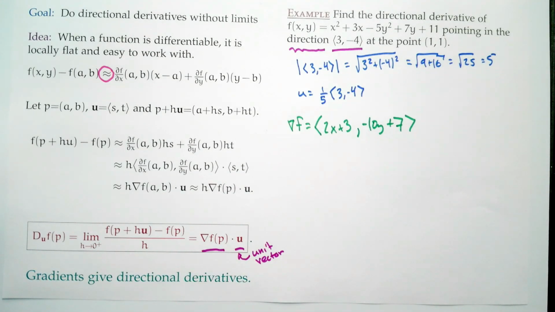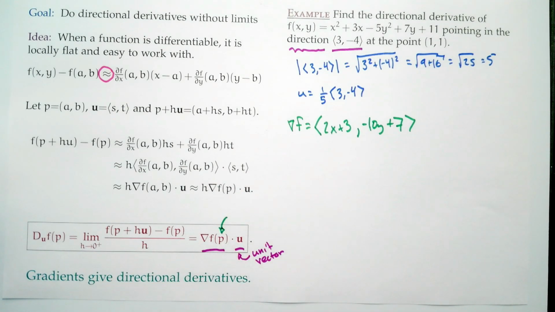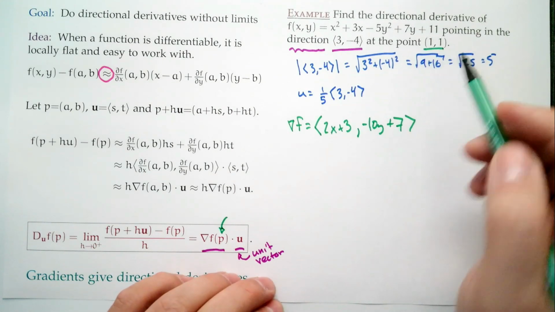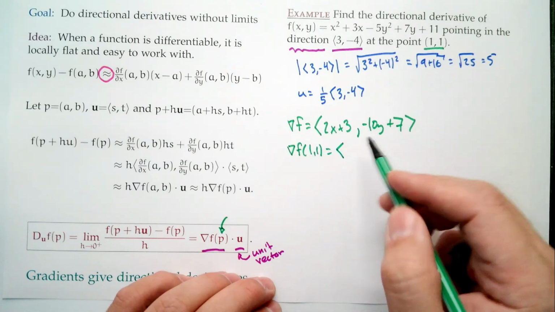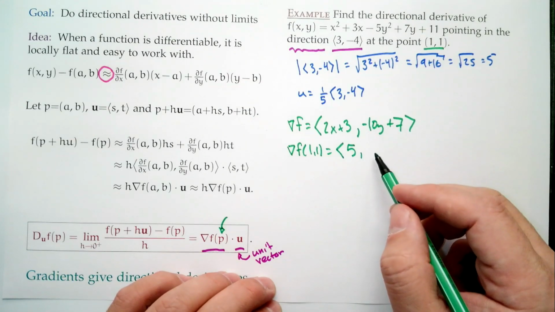Now, what's the next thing we need to do with this gradient? Plug in the point, right? Because it's not just a gradient, it's a gradient at a point. Because when we're talking about directional derivative, the final answer should not have x's and y's in it. It should have a number. Because it's saying, what's the rate of change in this direction? I'm looking for a number out. All right, so our point, well, that's the point 1, 1. So we're going to plug in gradient of f at the point 1, 1. What do we get? Well, 2 plus 3, 5. Negative 10 plus 7, negative 3.